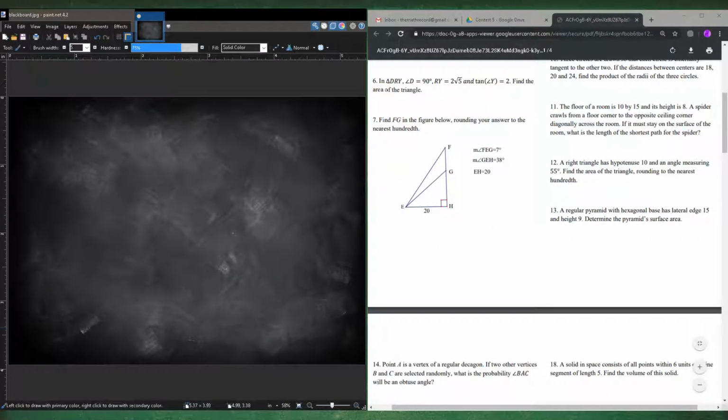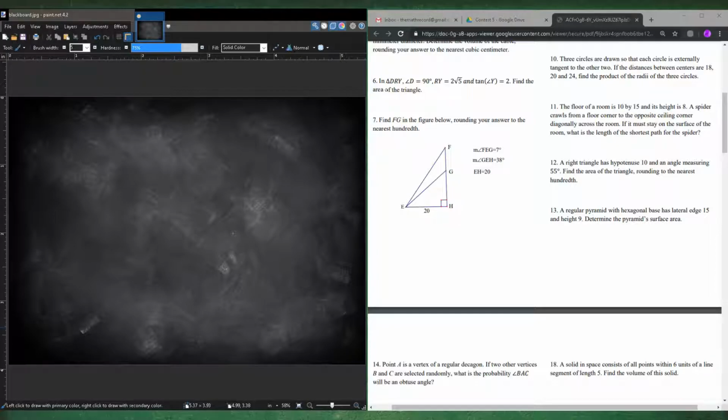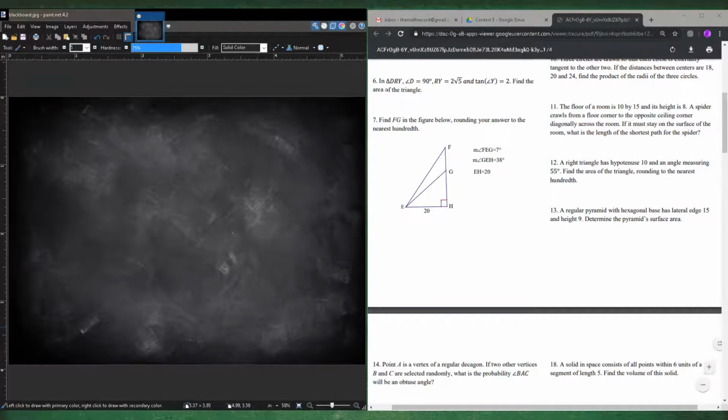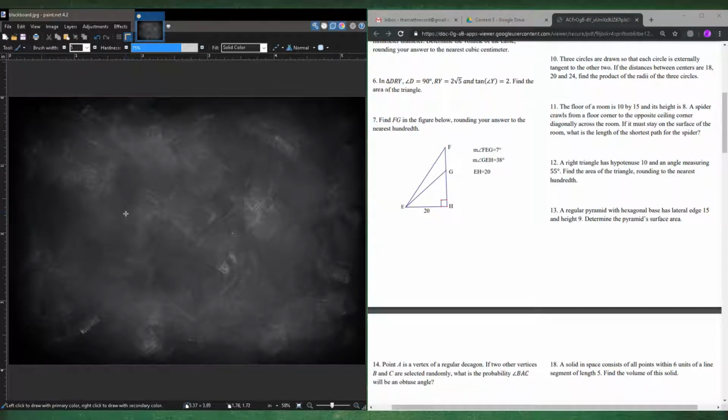Question 13. A regular pyramid with hexagonal base has lateral edge 15 and height 9. Determine the pyramid's surface area. So basically you have a hexagonal base. Actually, let's draw it a little higher up and smaller. So like here. Then you have a point, and you draw a line to all those edges.